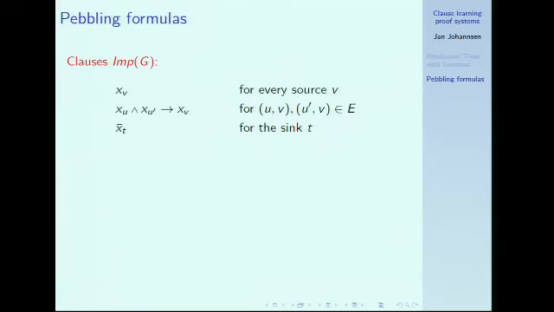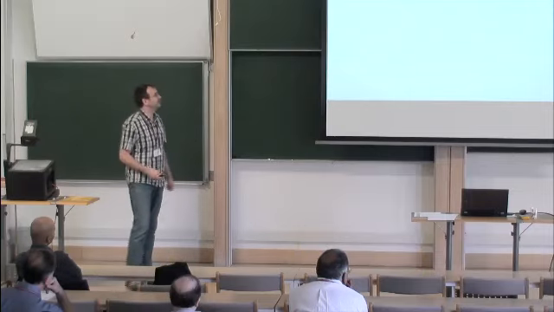Then the axiom saying if you have a pebble on u and u prime, then you can put a pebble on v, and then, in order to make it contradictory, you say that you cannot put a pebble on the sink. This is a very easy formula. If you look at it, you see that it's a Horn formula. So these formulas are very easy to refute in every kind of proof system.